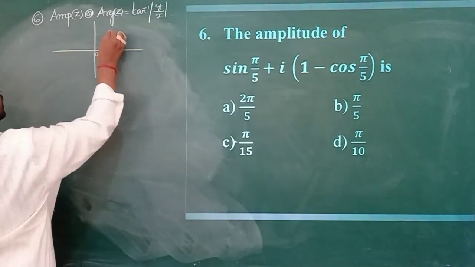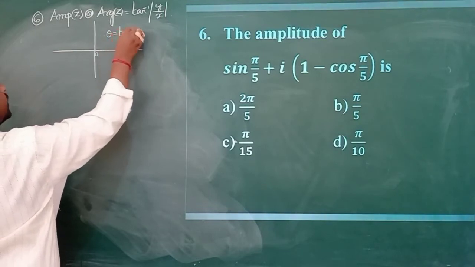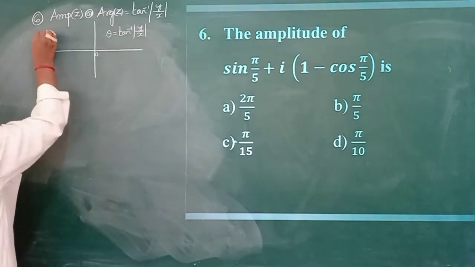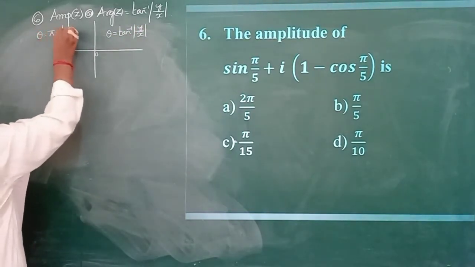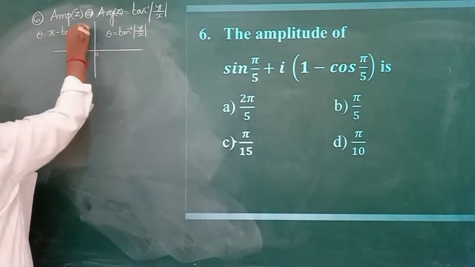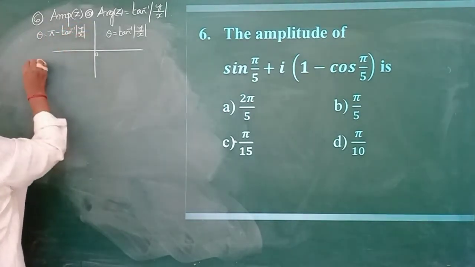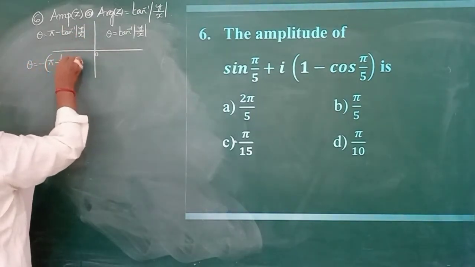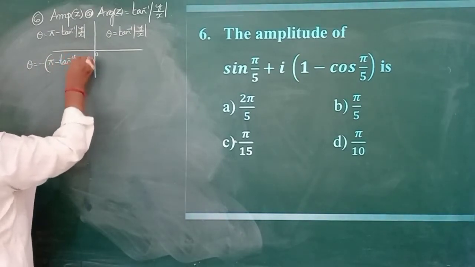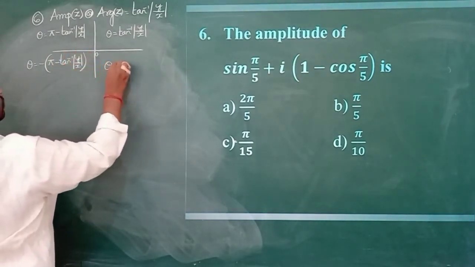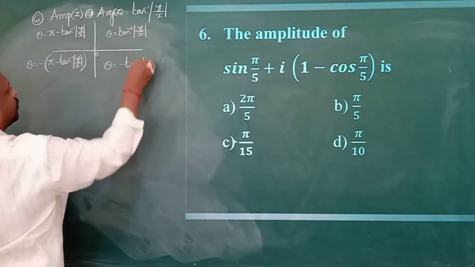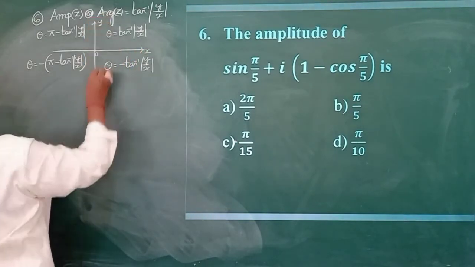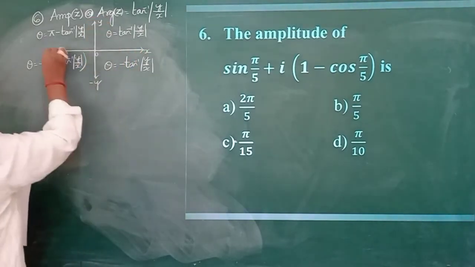In the first quadrant, theta is equal to tan inverse modulus y by x. In the second quadrant, theta will be pi minus tan inverse modulus y by x. Third quadrant, theta is minus of (pi minus tan inverse modulus y by x). And in the fourth quadrant, theta is equal to minus tan inverse modulus y by x. So this is the important formula you should know.